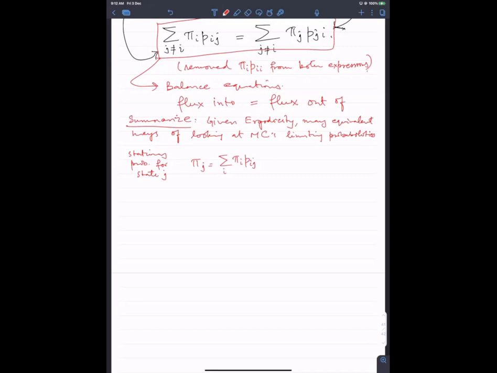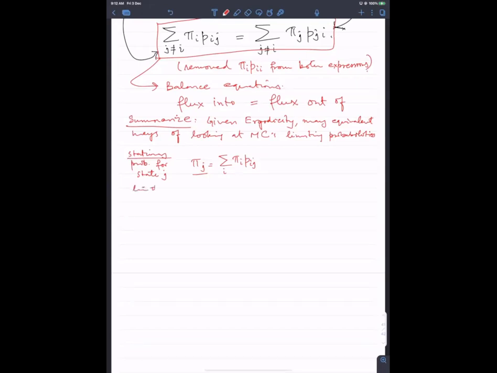तो इसको कैसे सॉल्व करेंगे? इसको सॉल्व करने के लिए we just write pi j for all j and also include the summation over j of pi j is equal to 1 and solve. So this is stationary probability for state j.